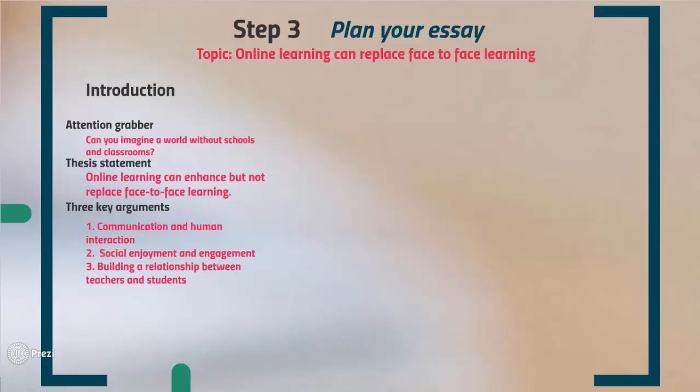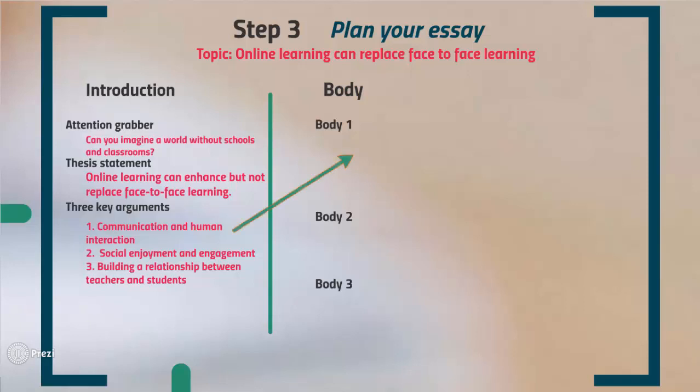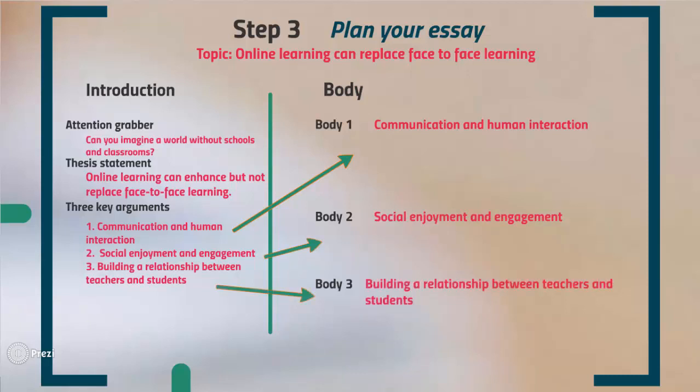Now we have only planned the introduction, but actually we've planned most of the essay. Watch. Let's move to the body. The body for this essay includes 3 paragraphs: body 1, body 2, and body 3. And all I do is move my 3 key arguments to each of the body paragraphs. Now I just add evidence and examples.